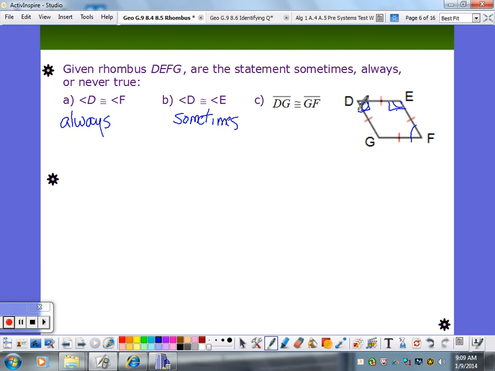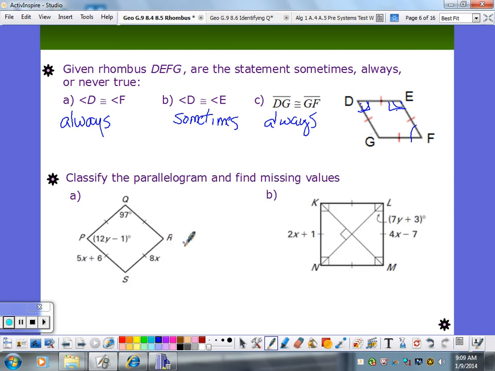How about DG being congruent to GF? If this is a rhombus, what do I know about, yes? Always. That's right. The definition of a rhombus is a parallelogram with congruent sides. So again, thinking about the different properties.